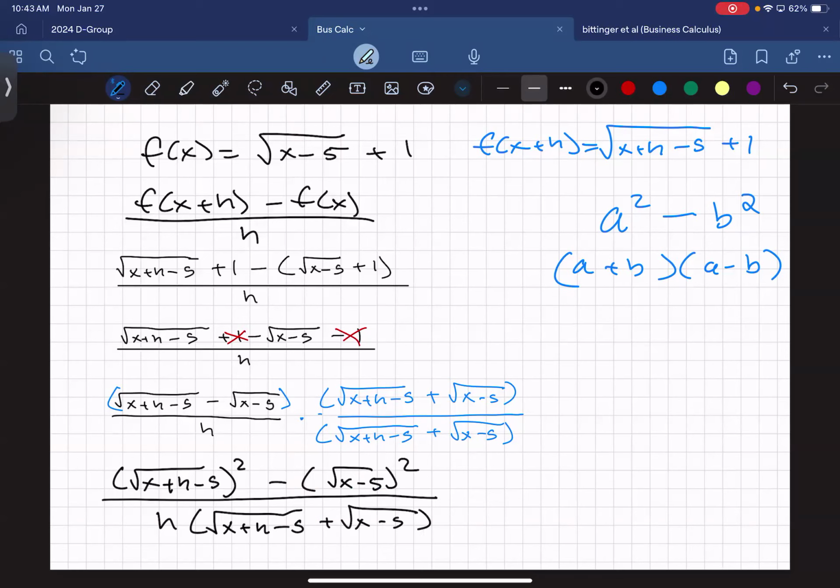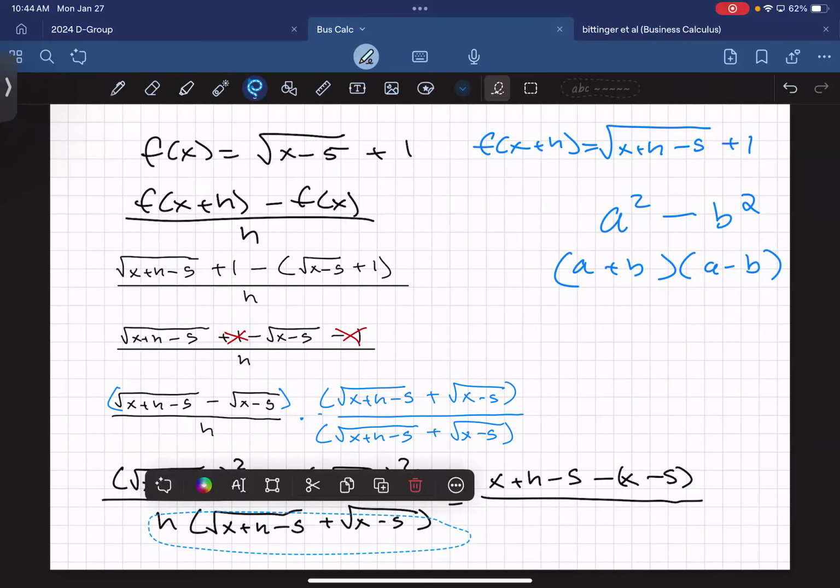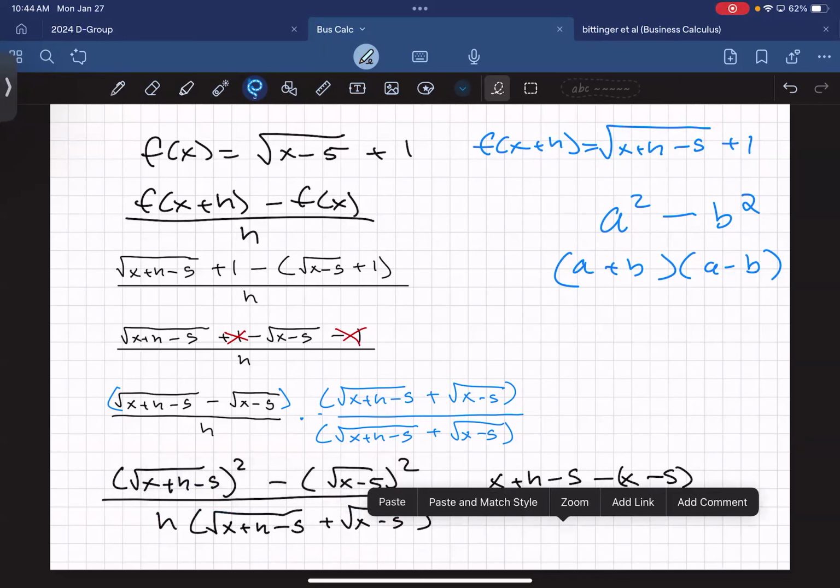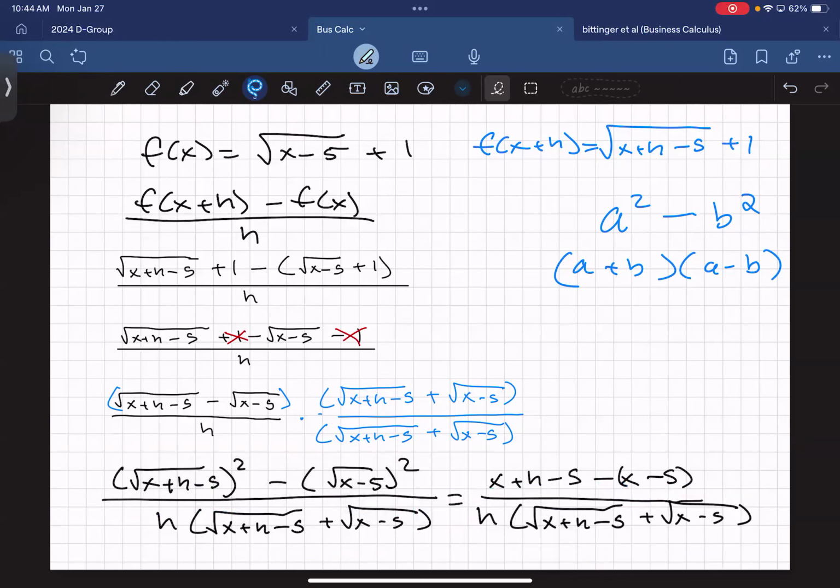Okay, and the reason you definitely don't want to distribute the h is, remember, we're doing all this work to try to deal with that h. That's a big deal, a big part of that. Okay. With that in place, though, okay, so the square roots are gone now.